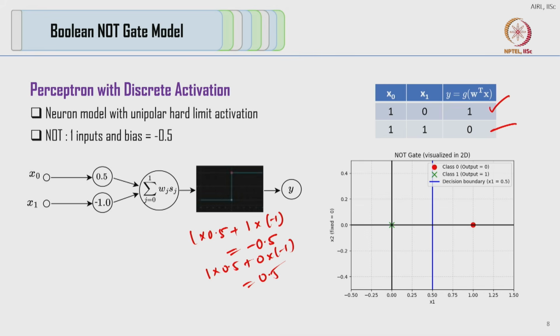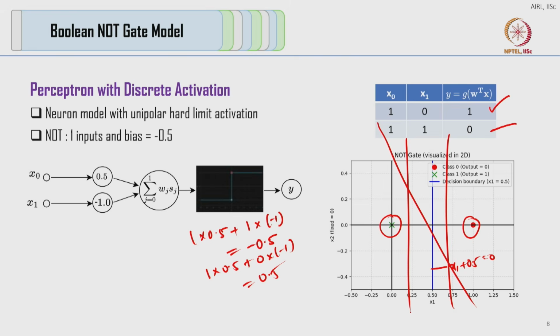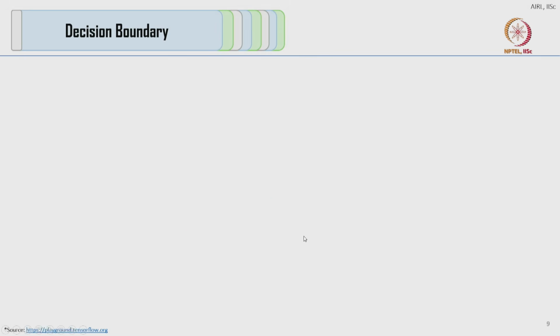If I am just looking at a two-dimensional plane, this is class 0, the x marks represent class 1, and this is the line which we are talking of. This is x1 plus 0.5 equal to 0. It is a line. I can draw many decision boundaries, so many lines can separate these classes, right. So, based on the line equations, you can find out the weights and represent them.